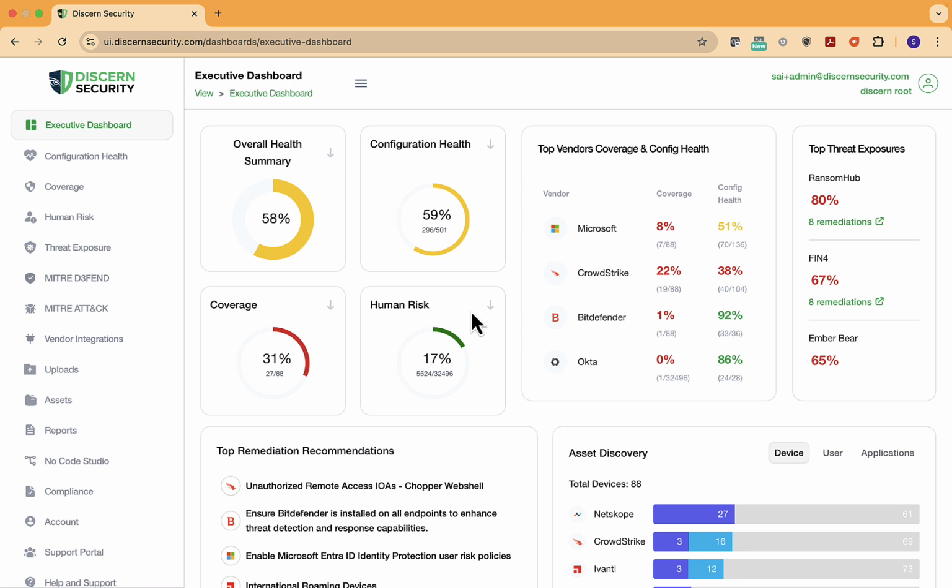We can also identify the highest risk users, move them to a different set of controls, and have more restrictive controls for higher risk users and manage this group dynamically. We can also enroll higher risk users in specific training campaigns. Overall, human risk is an important cybersecurity risk, and Discern Security can help you manage this human risk.